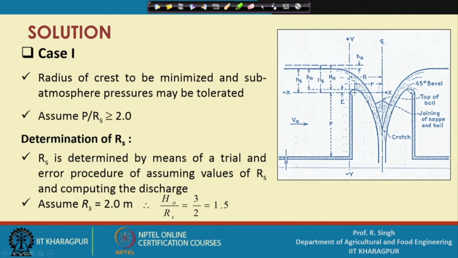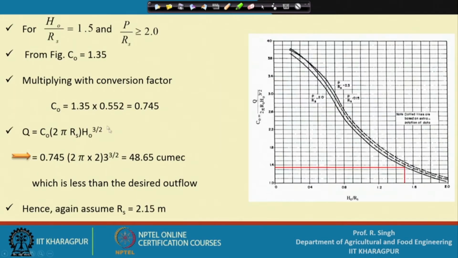So, here the radius is given. Rs is determined by hit and trial procedure, assuming values of Rs and computing the corresponding discharge. So, first assume the Rs value as 2 meter. Now, if you assume 2 meter, the ratio of the surcharge head divided by Rs is now 1.5. So, for this ratio of 1.5 and assuming the ratio P by Rs as greater than 2.